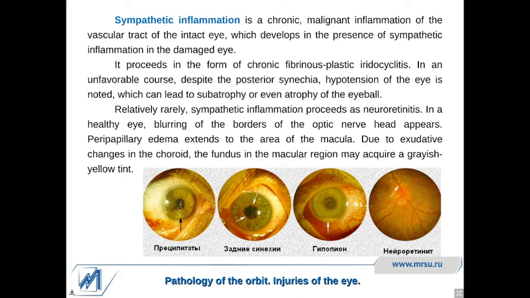We know that there are not one but two eyes, and sympathetic inflammation means that the inflammation in the traumatized eye with injury can cause inflammation in the healthy eye, in the other healthy eye, due to the autoimmune inflammation.